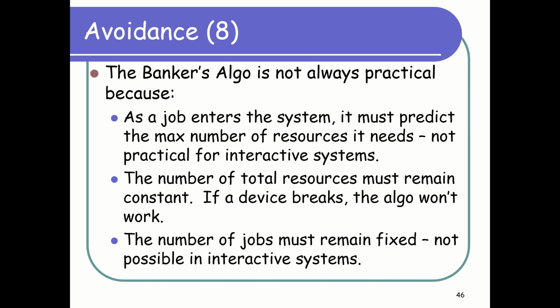The number of jobs must remain fixed, which is not possible in an interactive system. The number of jobs in a normal interactive system is dynamic. It will never be a fixed number. It is based on the user's requirement or the process requirement.